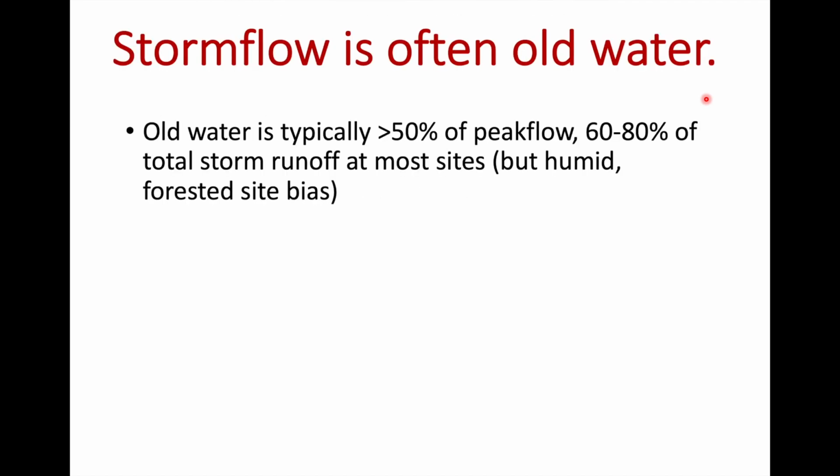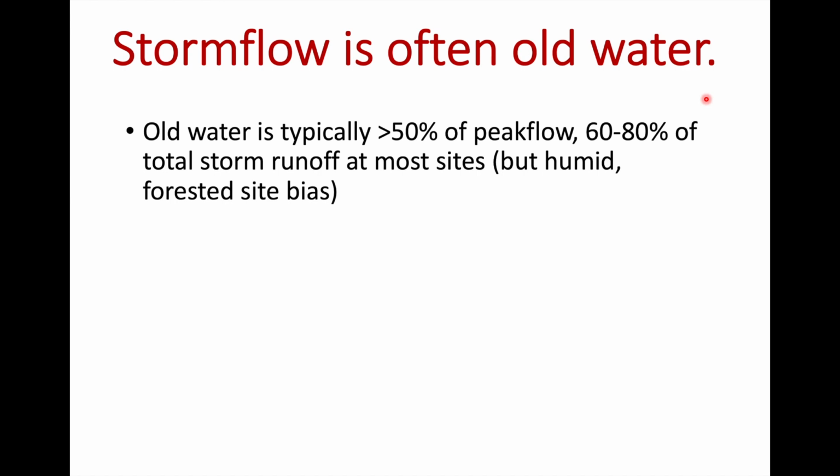But here's the kicker. Stormflow is often old water. So the water you see in the stream during a storm was often stored in the watershed prior to the start of that storm. Even at peak flow, when the hydrograph's at its highest, old water is typically more than 50% of peak flow. And if we added up all the stormflow, we get about 60 to 80% old water. Okay, so that is a pretty big generalization.